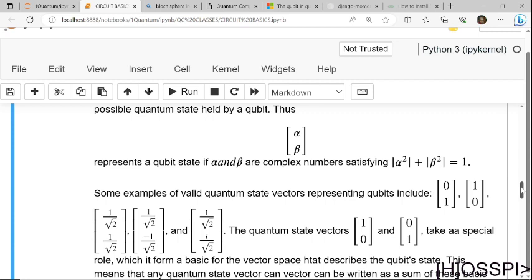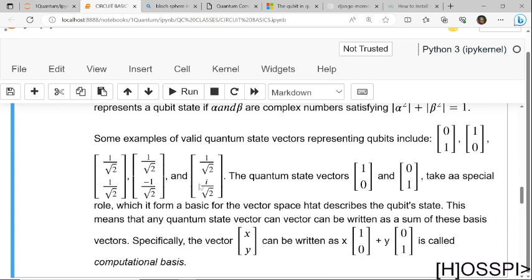Some examples of valid quantum state vectors representing qubits include, in column vector form, 0 and 1 and 1 0, 1 divided by root 2 and 1 divided by root 2, and 1 divided by root 2 with minus 1 divided by root 2. Likewise, we still have the real number and imaginary number, where we are having I. The quantum state vectors take a specific role, which is from a basis for the vector space that describes the qubit state.